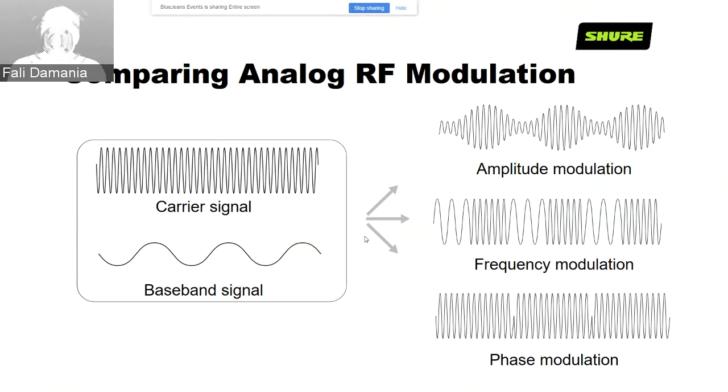So these three are the most common. Amplitude modulation is not used much anymore. It's quite archaic, and it is extremely inefficient and susceptible to noise. Whereas frequency modulation and phase modulation are the common modulation schemes that are used in equipment of today.